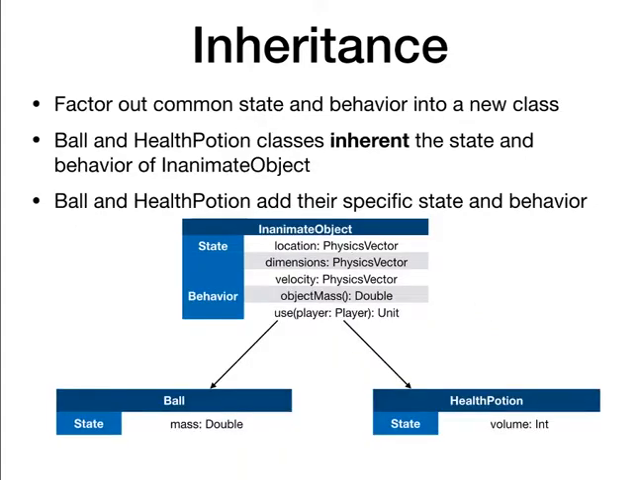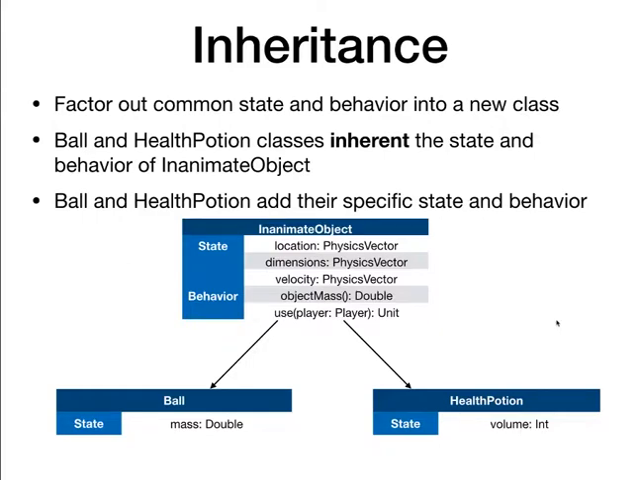types. So what we'll do is create a third type named inanimate object, or whatever we want to call it. But for all the inanimate objects in our game, we'll factor out all of the common state and behavior and put them all in this inanimate object class. So location, dimensions, velocity all go into the inanimate object class, and the mass, which we can use to compute momentum, the mass and the use method both go in inanimate object.